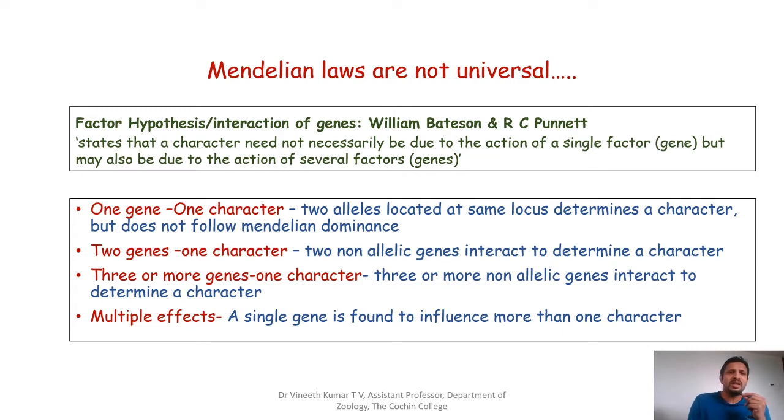And the third one is three or more genes and one character. It is more or less the same as the second one, but rather than two non-allelic genes interacting together, here three or more non-allelic genes interact together to express a particular character. And the last one is multiple effects. Multiple effects is the reverse of what we have discussed in the above three. Here a single gene might be influencing more than one character.